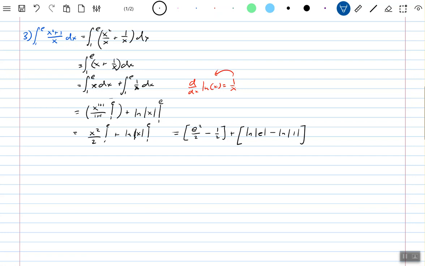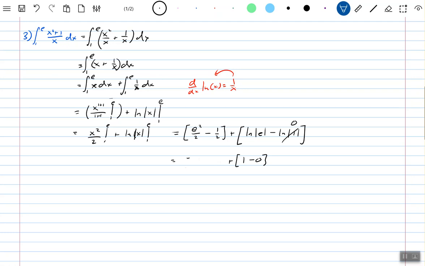Right? So this is going to be equal to 1/2 times e squared minus 1 plus the natural log of the absolute value of e, but the natural log of e is just 1. And then we have minus the natural log of the absolute value of 1. The natural log of the absolute value of 1 is just equal to 0. So this is minus 0, and I regret combining that function right there.